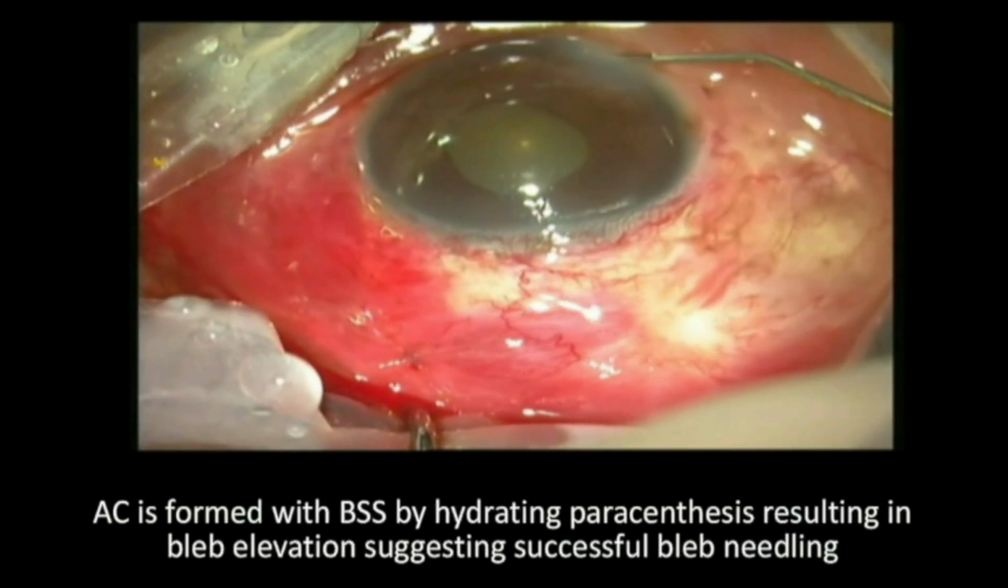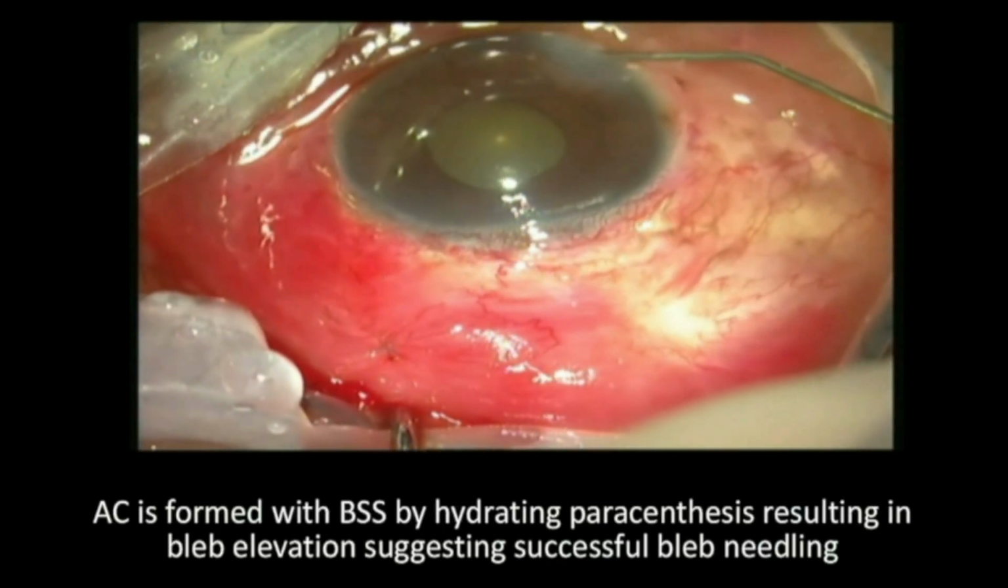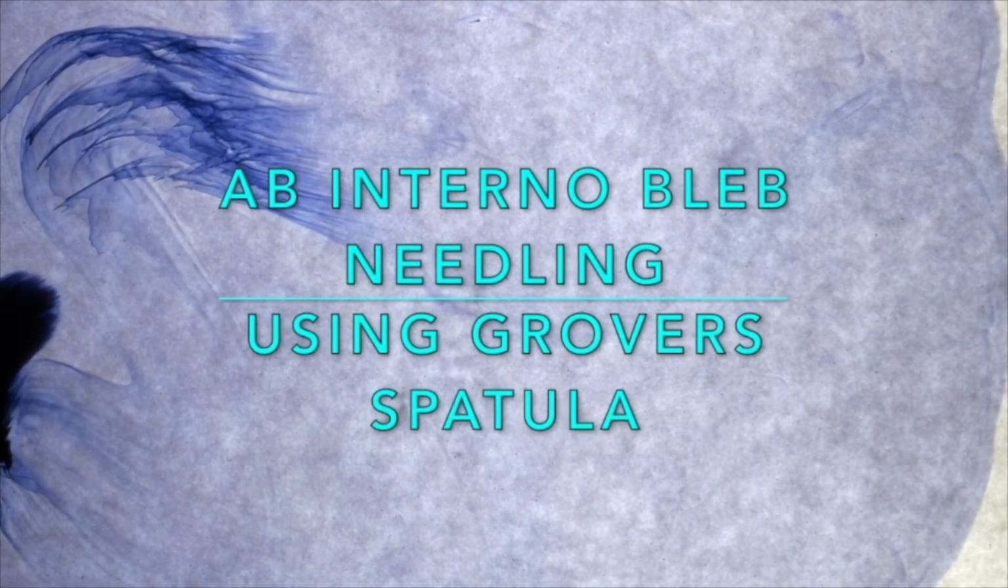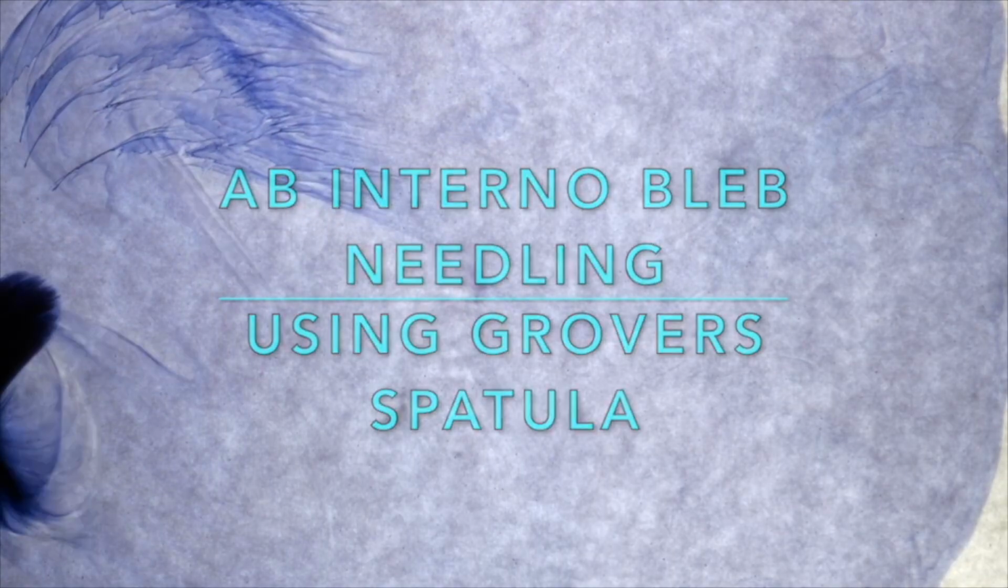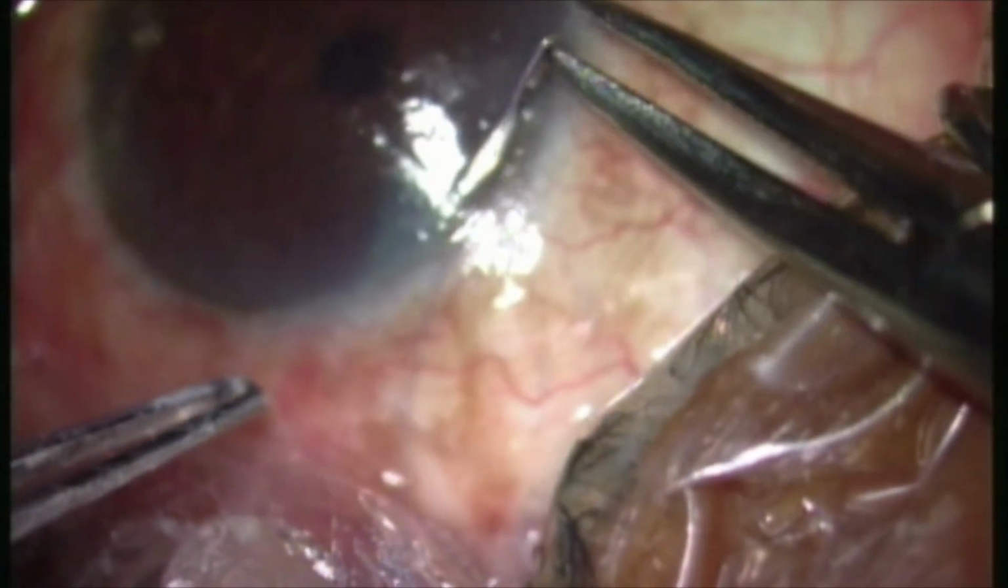Finally, the AC is formed with BSS by hydrating the paracentesis, resulting in bleb elevation. Bleb needling can be performed ab interno by using a Grover's spatula. A corneal traction suture is taken.